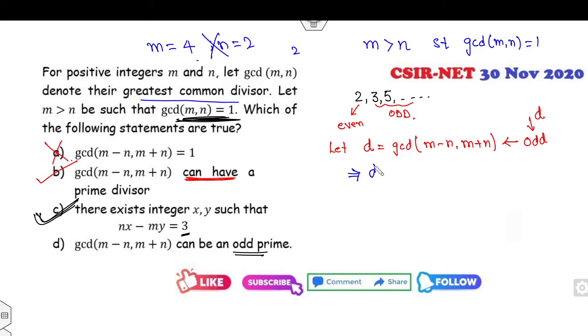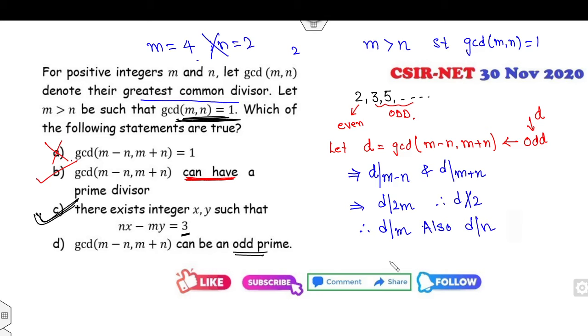What is the meaning of the GCD? It means D divides the first number and D divides the second number. If D divides A and D divides B, D also divides their sum. But D is an odd number, so D can never divide 2, therefore D divides m. Similarly, using subtraction, D divides n also. So D divides the GCD of m and n, but the GCD is 1. So D divides 1, which is possible only if D is 1.